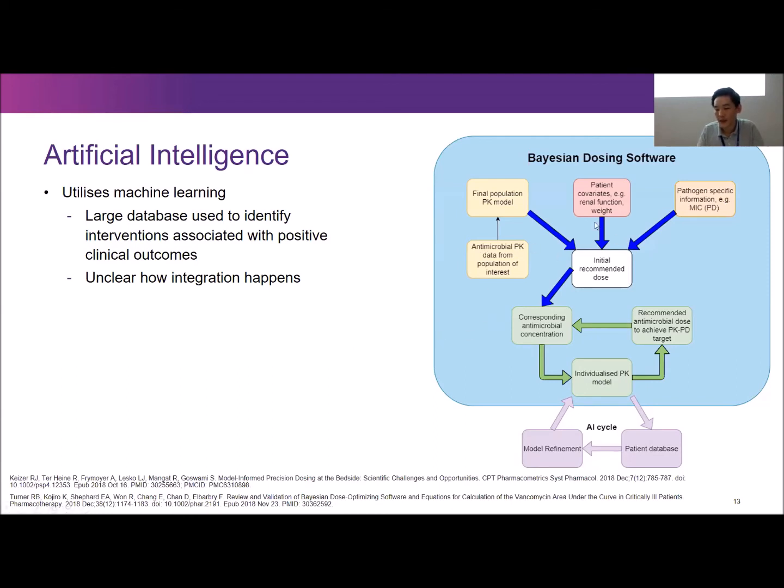So very similar to the previous slide that we saw, the dosing software recommends your initial starting dose, and then you get your corresponding antimicrobial concentration. And then the Bayesian side of the dosing software then individualizes the model to your patient. At the same time, what probably happens is that this individualized PK model is then compared to a large database that houses information from other patients, and it combines both models to formulate a refined model, which is then somehow integrated with the Bayesian model that you have. And then you get your recommended dose, and this cycle can repeat as previously.